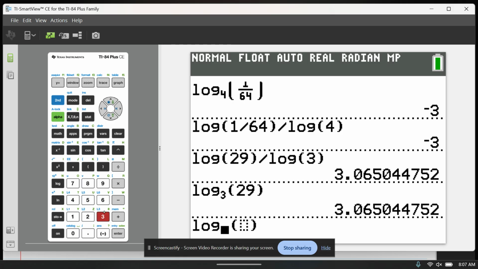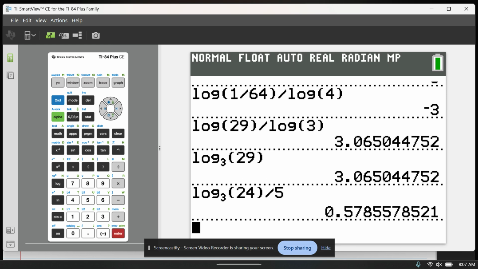I'm going to get log base 3 of 24 and then get outside of the parentheses, divided by 5. Okay. And we'll go 3 decimal places here. I think that's what your textbook asks for. So 0.575 makes it go up to a 9. 0.579.